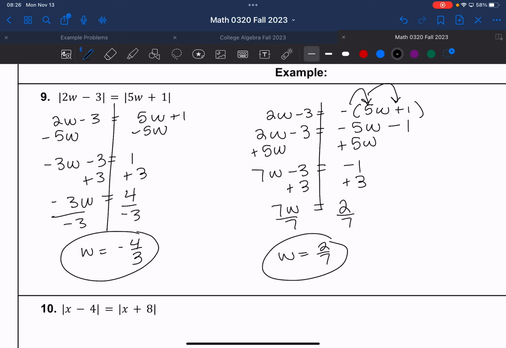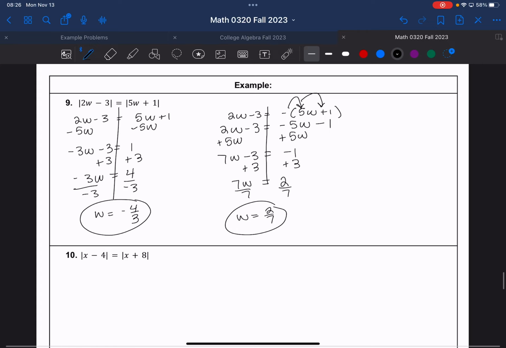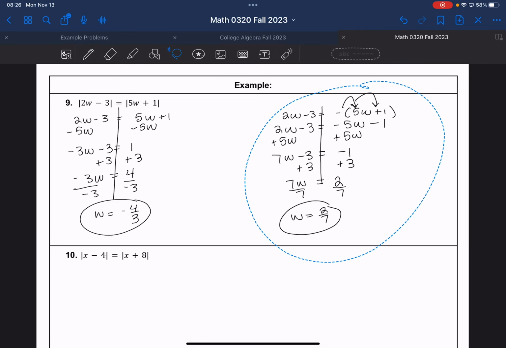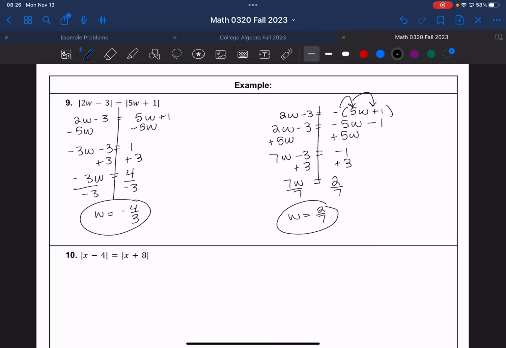Before I can say that these are my answers, I need to plug them back in. So let me move that over. So I'm going to check that first one, that negative 4/3. So I have the absolute value of 2 times negative 4/3 minus 3.